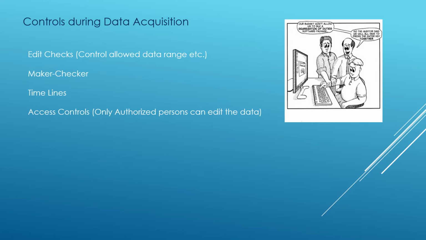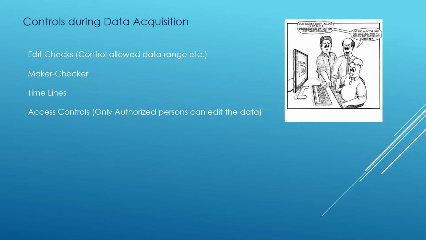The next one is maker checker. In maker checker, the person or entity does the data acquisition and another person or entity makes sure the data acquired is correct and is not causing any integrity violations.